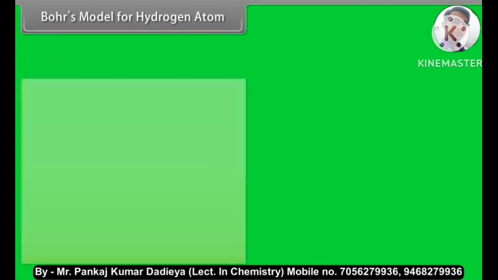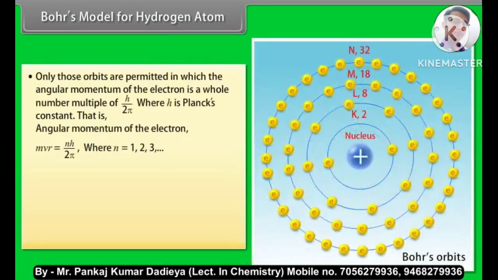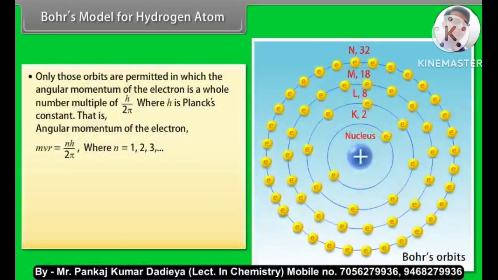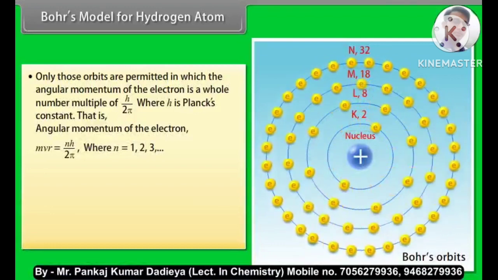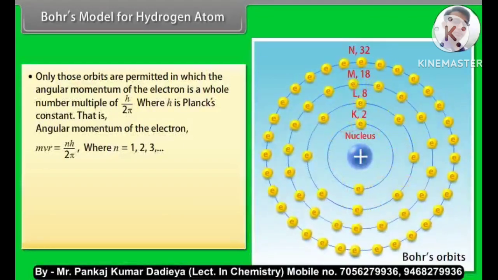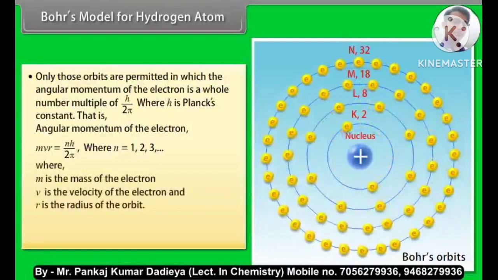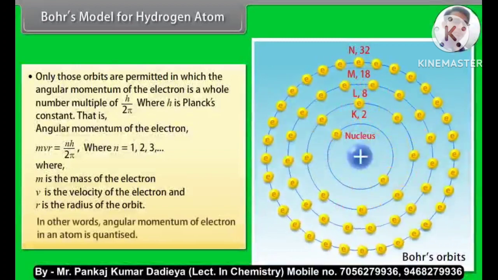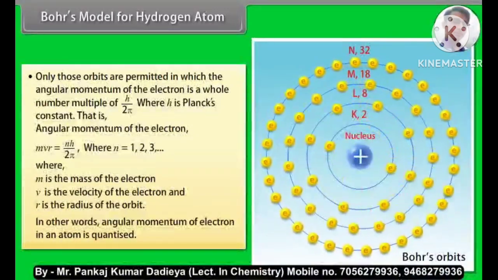shells. Only those orbits are permitted in which the angular momentum of the electron is a whole number multiple of h by 2 pi, where h is Planck's constant. That is, angular momentum of the electron, mvr, is equal to nh by 2 pi, where n is equal to 1, 2, 3, etc., where m is the mass of the electron, v is the velocity of the electron, and r is the radius of the orbit. In other words, angular momentum of electron in an atom is quantized.